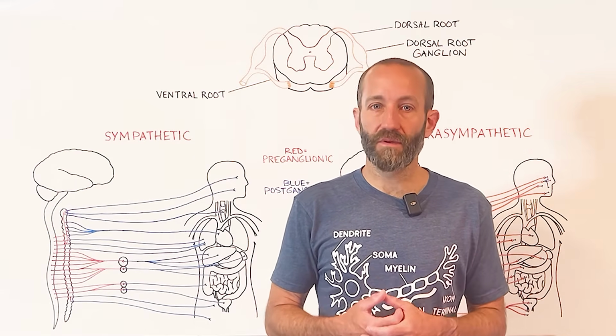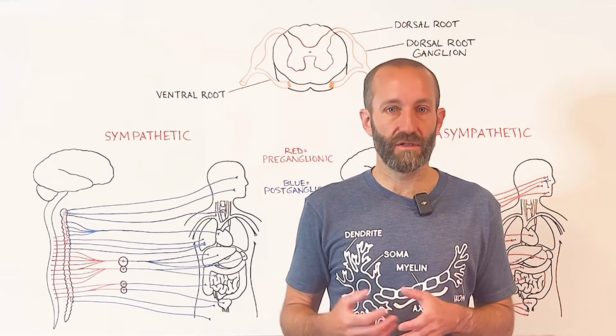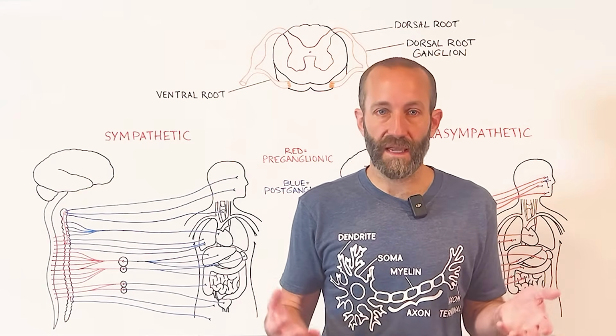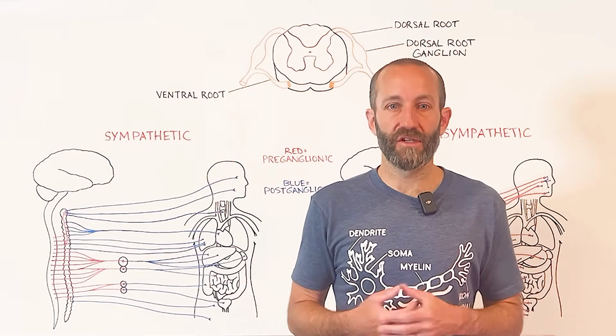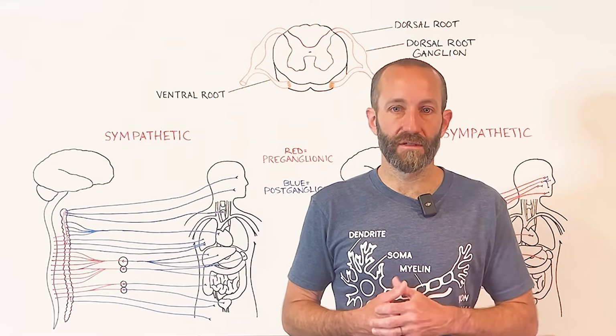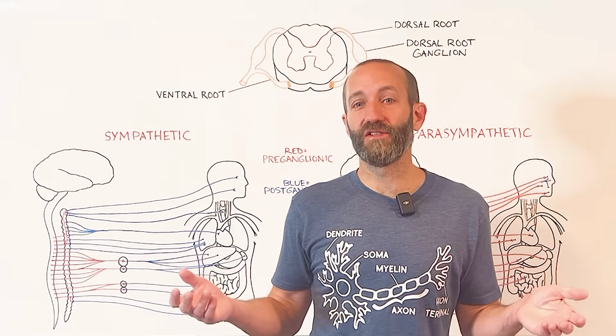The submucosal plexus is involved with various functions, including the secretion of substances like enzymes, hormones, etc., intestinal absorption and regulation of blood flow, among other things. So that's a brief introduction to the divisions of the nervous system.